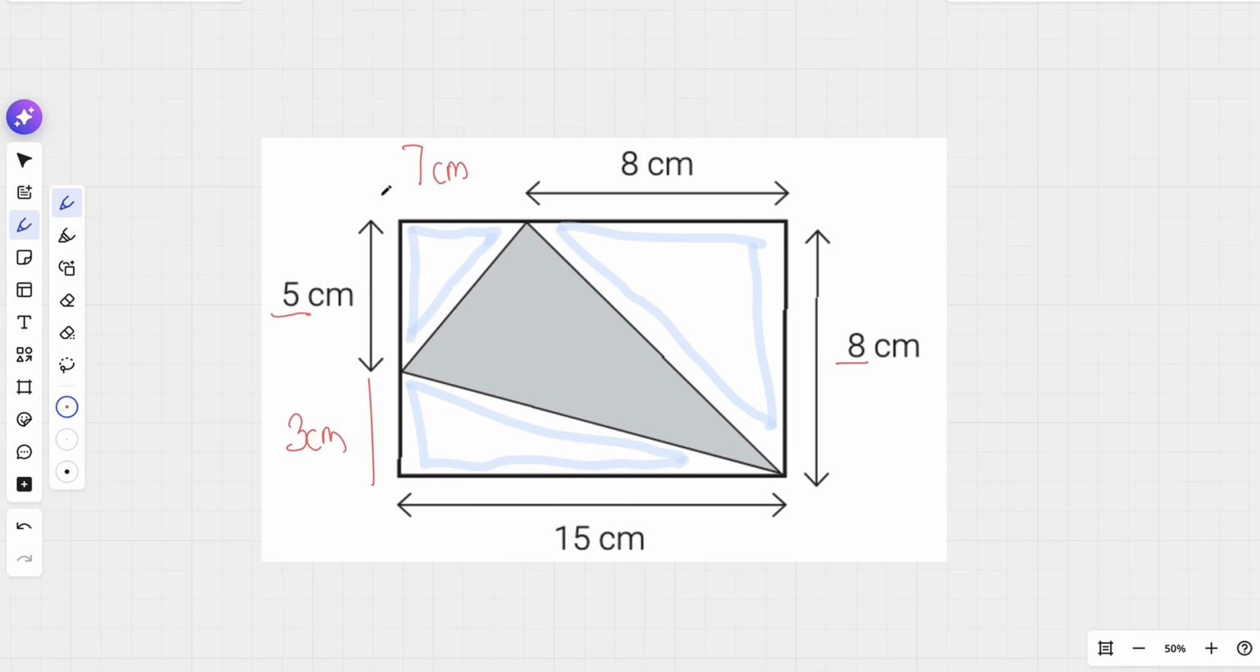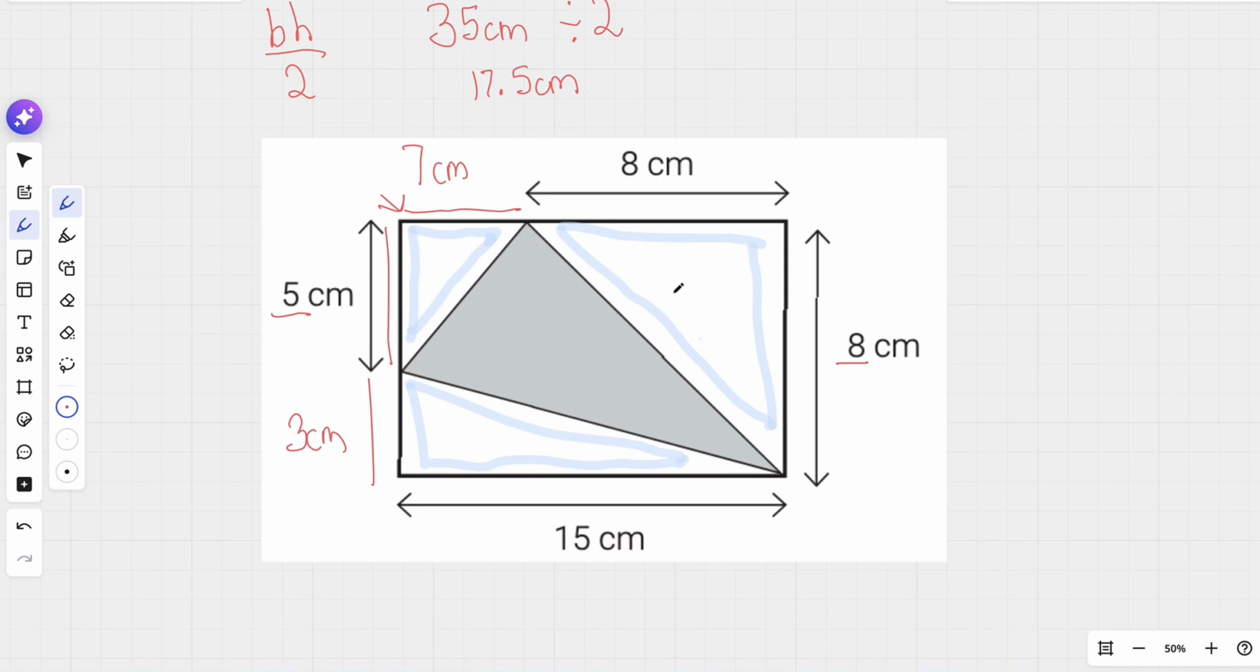Let's start off with the smallest one. The way we find the area of a right-angled triangle is base times height divided by 2. Here, the base can be 7 centimeters and the height is 5. So this will equal 35 centimeters. Divide that by 2 and that will give you 17.5 centimeters.